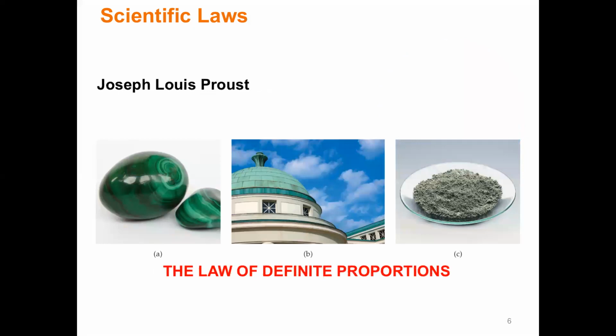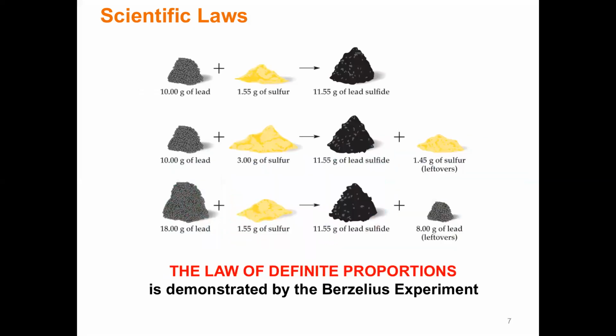The next one is Proust's law, or the law of definite proportions. When you have a compound, so two or more elements put together, they're always going to be combined in definite proportions. You're not going to get fractions of proportions. You're always going to get these definite proportions that these elements come together in. An example of this is the Berzelius experiment. If you're making lead sulfide, for example, you have 10 grams of lead and 1.55 grams of sulfur, you are going to get 11.55 grams of lead sulfide.